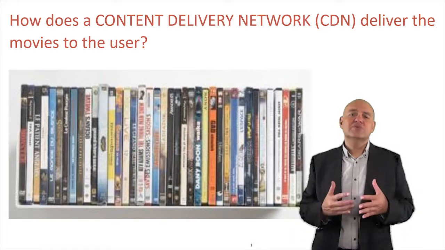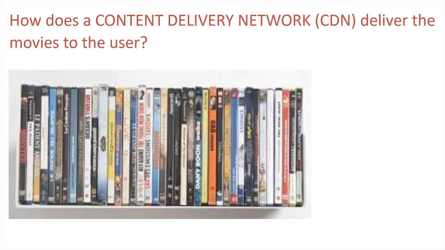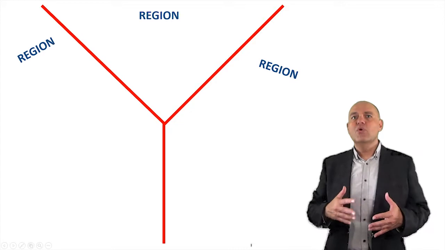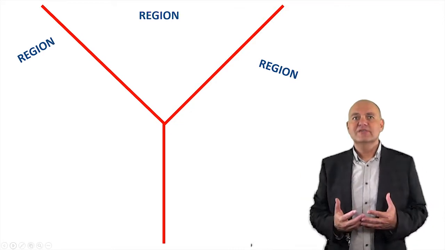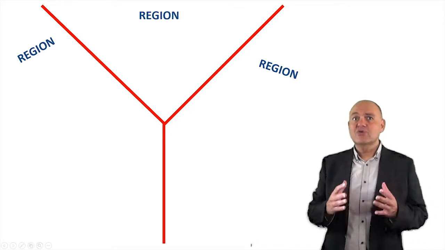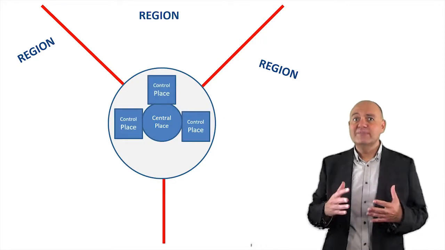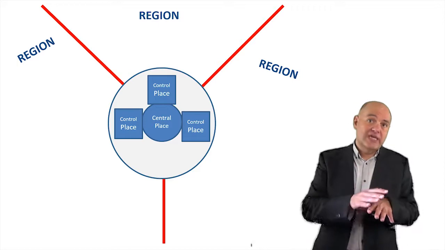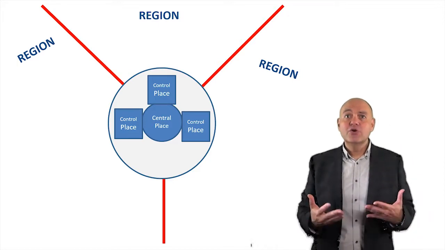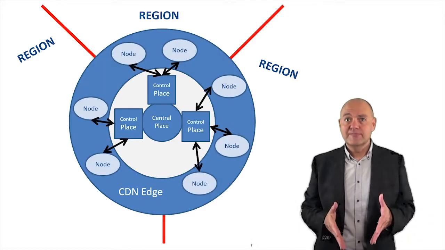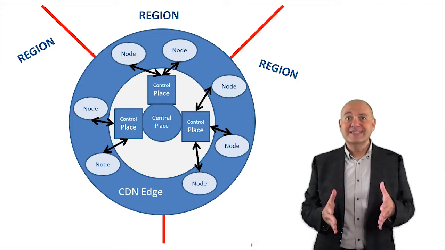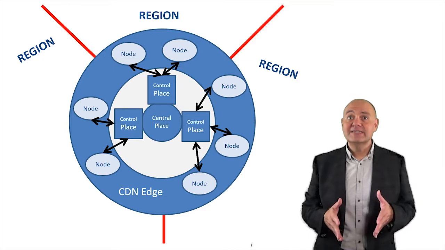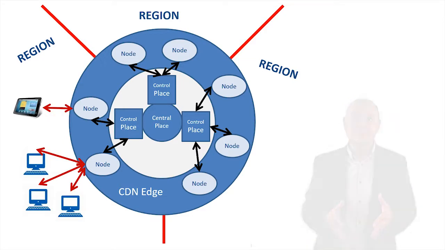Let's see how it works. To design a content delivery network, you should divide the world in several regions. Each region is served by a control place, and all of them are controlled by a central place. On the other side, each control place controls several nodes. Nodes are called the CDN edge. Finally, users' devices connect to nodes.